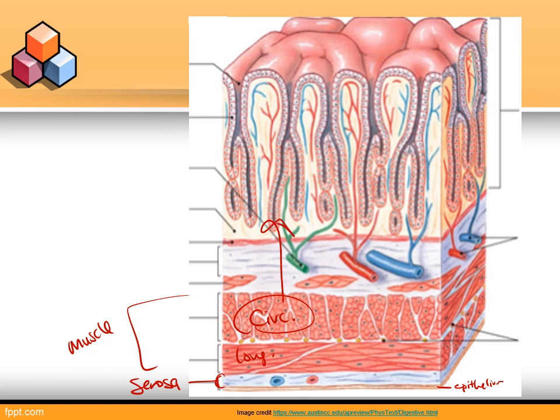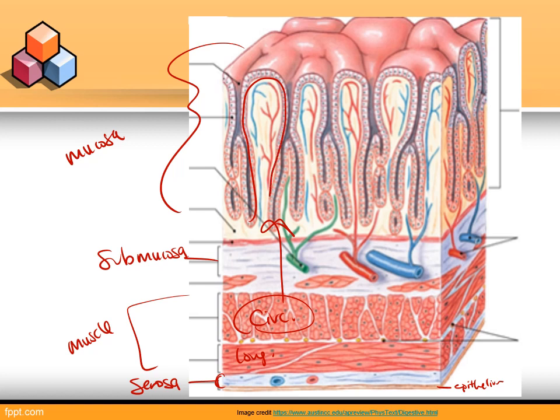Just inside the muscular layers, we have the submucosa, lots of connective tissue just holding everything together. And then up here is the mucosa. The mucosa is where we have the villi. The villi are those big finger-like projections. We also have microvilli. Microvilli are tiny little projections on the cells, the epithelial cells of the villi.